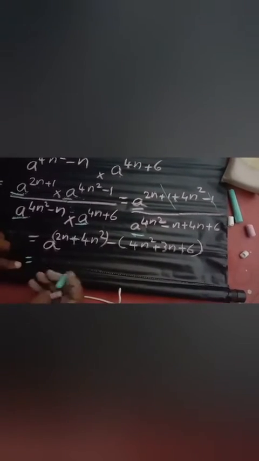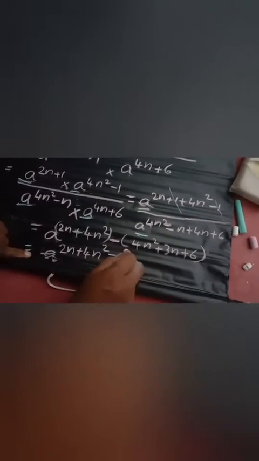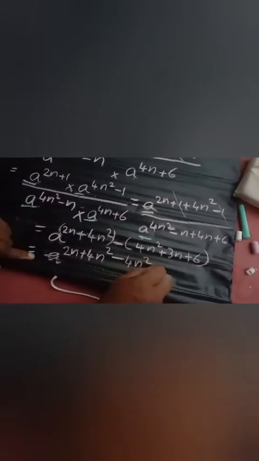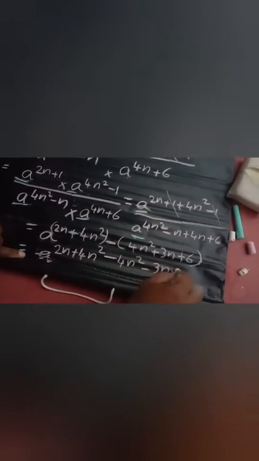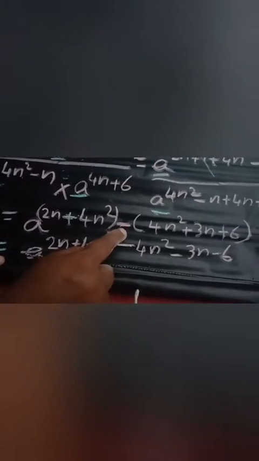Okay, now equal to, we can remove the bracket first. A raised to 2n plus 4n square minus, remove this bracket, okay, this bracket you remove, 4n square minus 3n minus 6. A raised to 2n plus 4n square is there, minus, minus 4n square minus 3n minus 6.